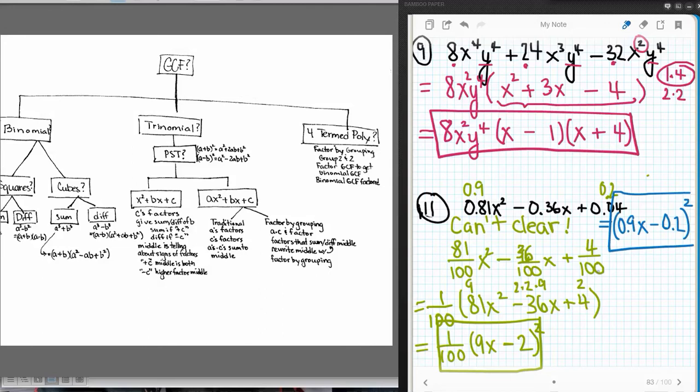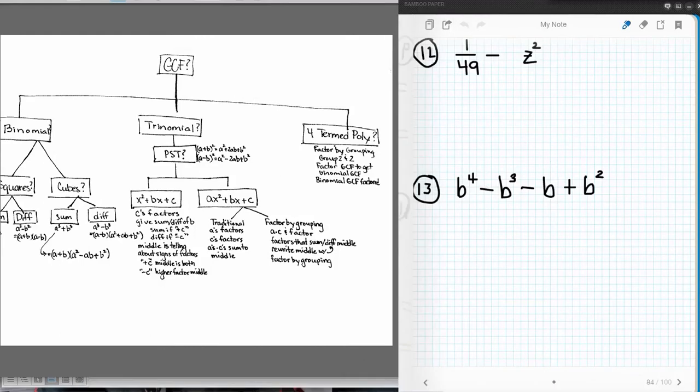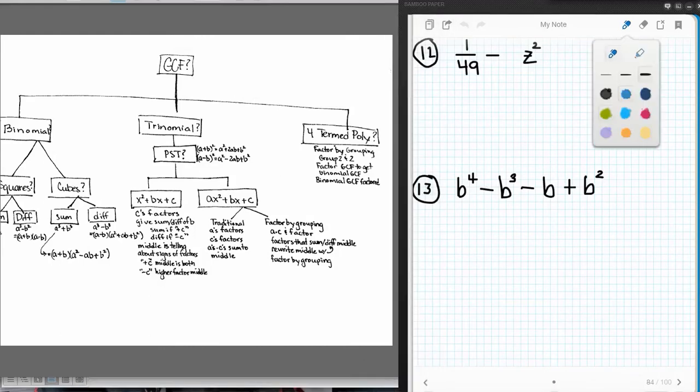Now, for just factoring, I wouldn't do this over here. I would simply do this problem right here. But it'll very much depend upon the application. Now, moving on to the next problem, we have 1/49th minus z squared. So first thing I look for is a GCF, and there's nothing in common with those. And so the next thing I see is it's a binomial, and it's a difference, and I have a square here, and as it turns out, 1/49th is a perfect square as well.